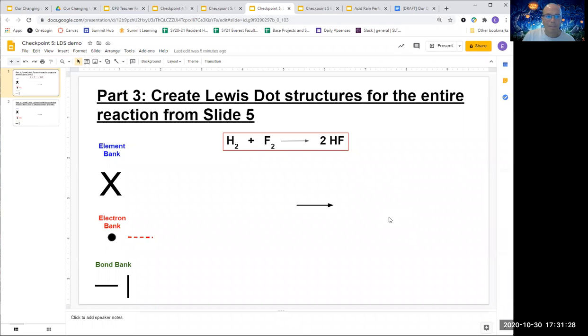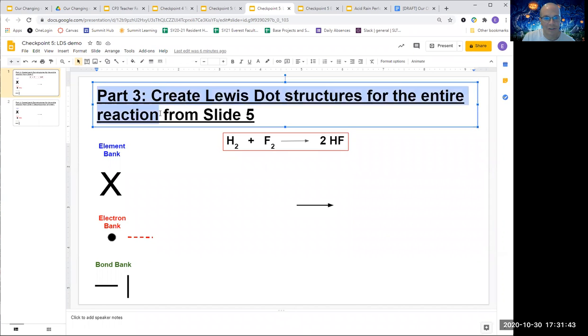Hi, everybody. We thought it would be a good idea to record a video or two to help people with their checkpoint 5. So this video in particular is going to focus on this part 3, where we're asking you to create Lewis dot structures for an entire reaction.